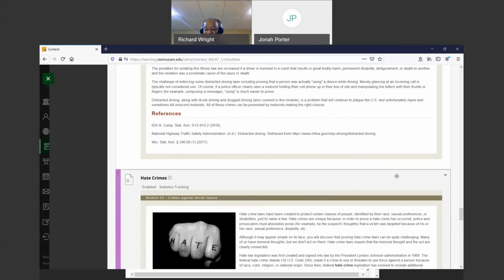Because you can switch a lane and that vehicle, for just that split second, is in that blind spot. Yes. So you want to be careful about that.